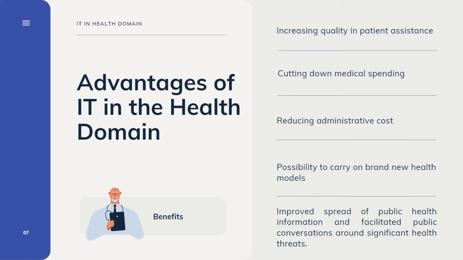And the last one is improved spread of public health information and facilitated public conversation around significant health threats. Reliable information and effective communication like mobile telephony, emails, or video conferencing are vital elements in public health practice. Doctors worldwide may communicate with each other and discuss any health issue without leaving their home or office. Also, increased and more accessible information helps people with improving their own health.